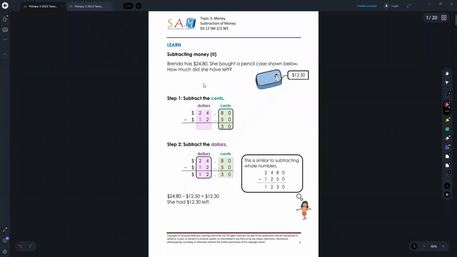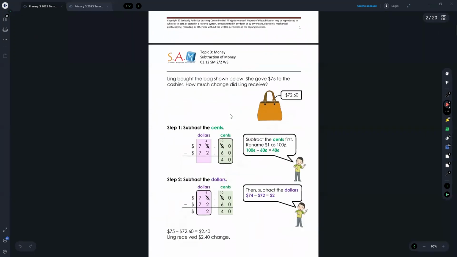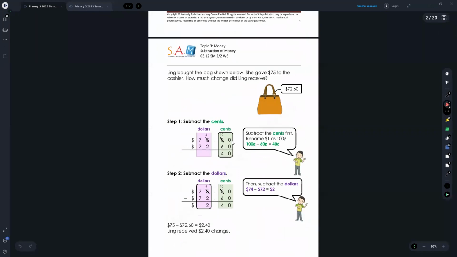All right, so the next one is subtracting money, but using the algorithm way. They'll write it like this. I think they're quite familiar with it. Then you subtract the cents first, so it's always from the right to the left. If renaming is needed, show them this question here. In this case, renaming is needed.